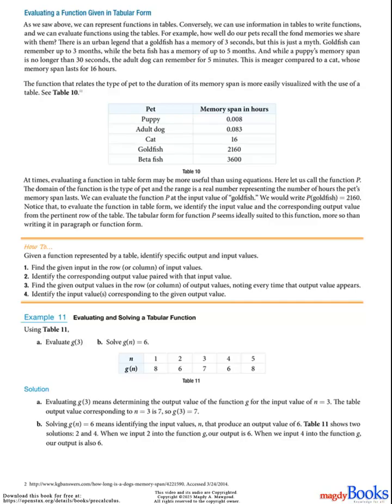For puppy, the memory span is 0.008 hours. For adult dog, the memory span is 0.083 hours. For cat, the memory span is 16 hours. For goldfish, the memory span is 2,160 hours. For betta fish, the memory span is 3,600 hours.